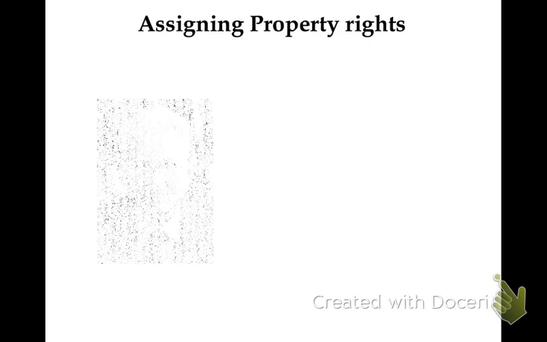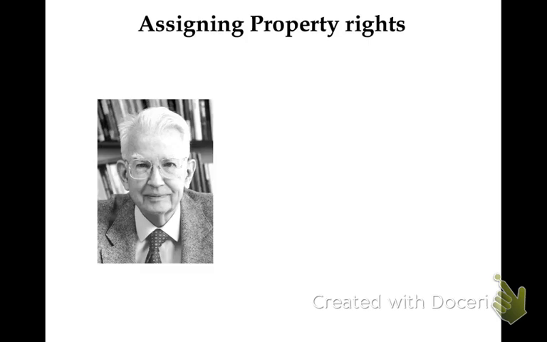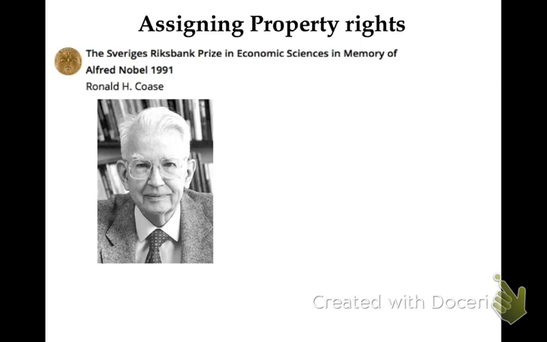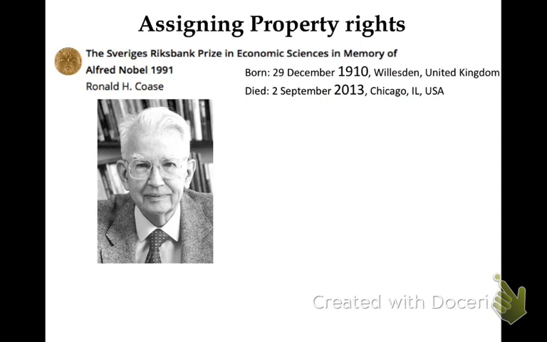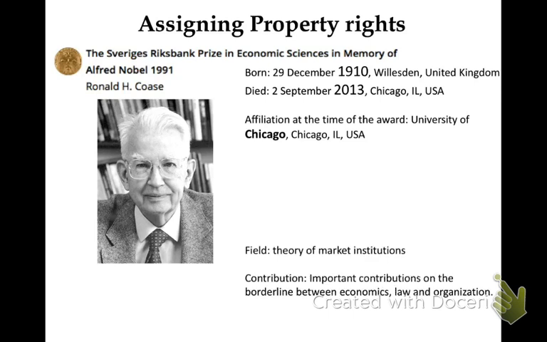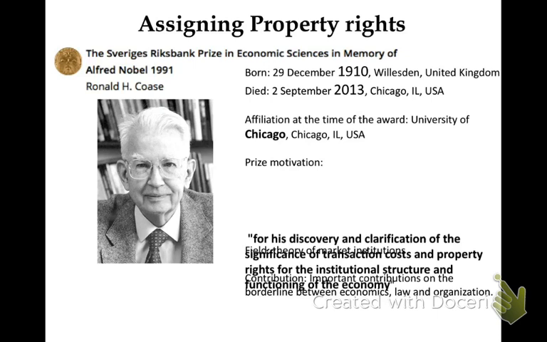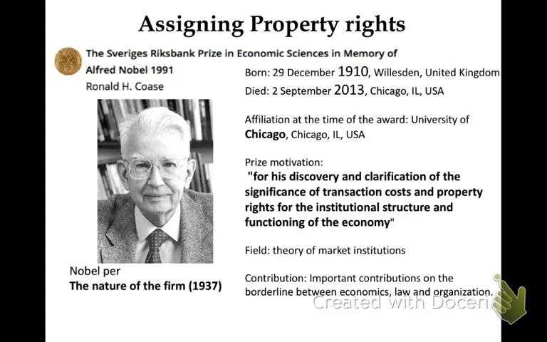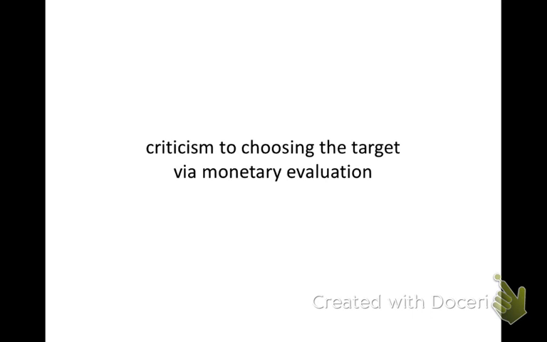Actually, tradable permits are inspired by this school of thought. And the master of this school was Ronald Coase, who got a Nobel Prize for Economics in 1991, and he was born in 1910 and died at 103 years, and he was in the University of Chicago. Actually, he got the Nobel Prize for another paper which was written in 1937 about the nature of the firm.